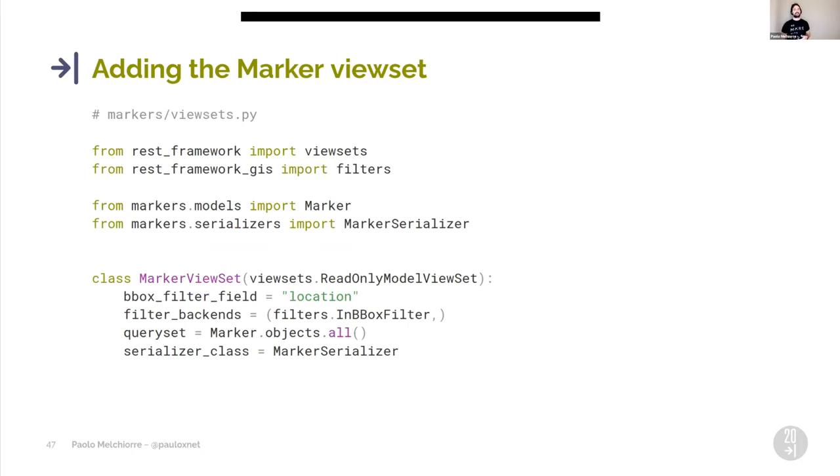Our intention is to expose our markers via a RESTful API, and to do so, we define a read-only viewset. We set the location as a field to filter our markers, and then a filter based on bounding box. We also return all our marker instances without limitation or filters on it.